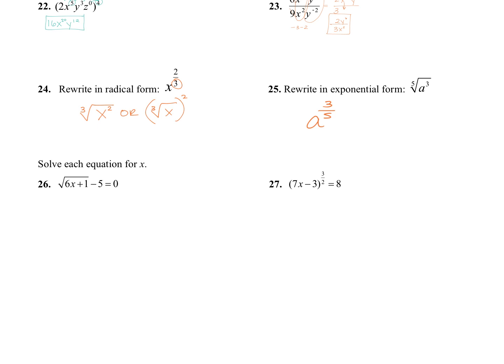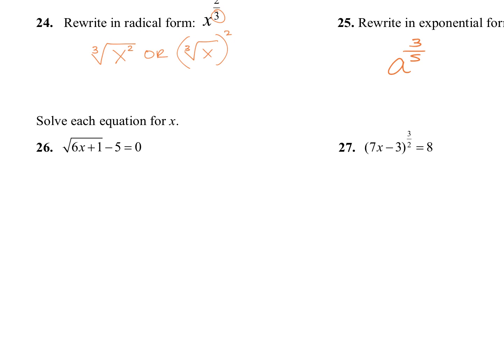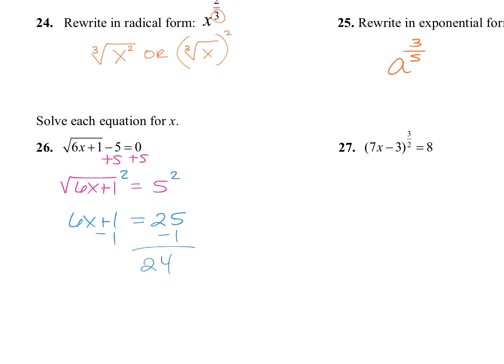All right, 26. What do you do first there? Move the 5 over. Yeah, move that 5. Isolate, right? You always want to isolate the radical. So it's going to be the square root of 6x plus 1 equals 5. And then what? Square them both. So square this. We get 6x plus 1 equals 25. And now just basic algebra. 24 equals 6x. Divide by 6. So x is 4.